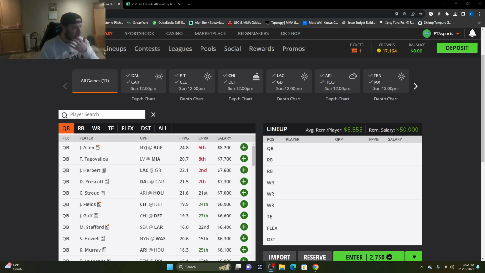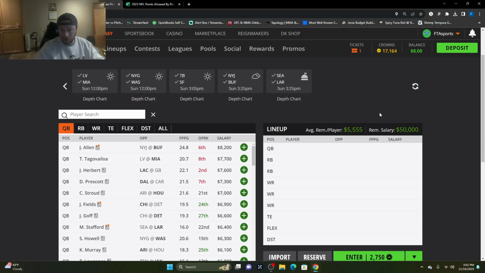So what we're going to do is cover the main slate. That's from Dallas at Carolina to Seattle at the Rams. We do have Sunday Night Football on our cheat sheet.